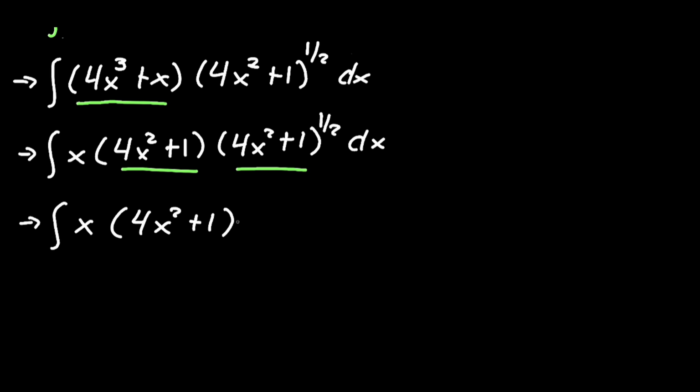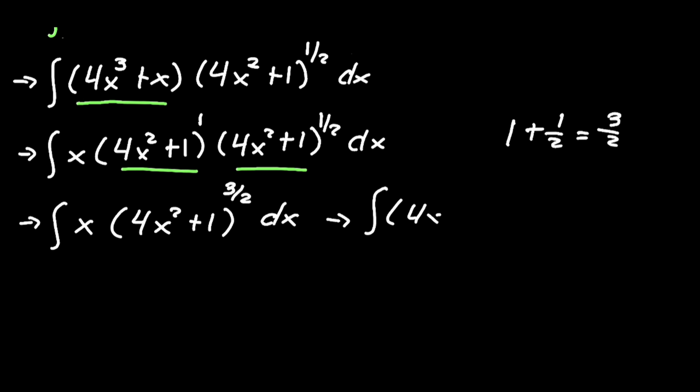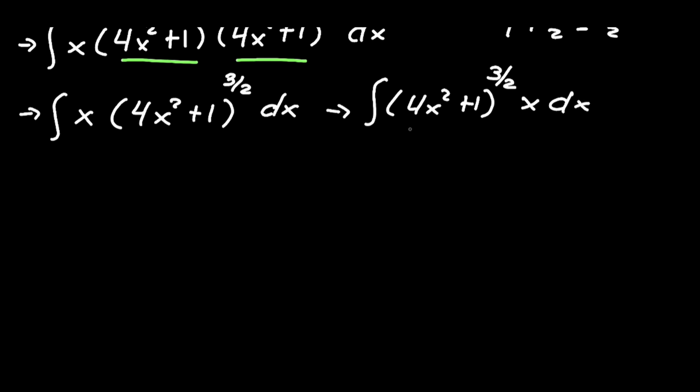Now, if there is no exponent here, it is automatically 1. So 1 plus 1/2 is 3 over 2. So it will be 4x squared plus 1 raised to the power of 3 over 2 dx. Or rearrange this, the integral of 4x squared plus 1 raised to the power of 3/2 of x dx. Now, you can finally do u substitution.